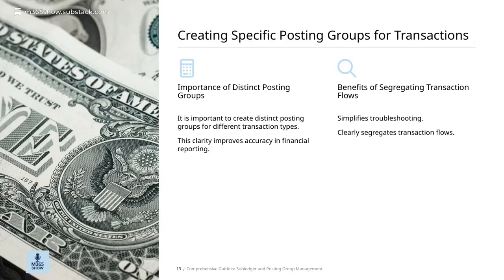By creating distinct posting groups for different transaction types, you reduce the risk of errors and make your reports more reliable. Overall, establishing these separate posting groups aligns with our goal of maintaining clear, organized, and accurate financial records. It's a key step in streamlining your accounting processes and ensuring everything is transparent and easy to manage.